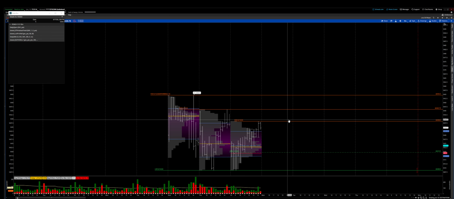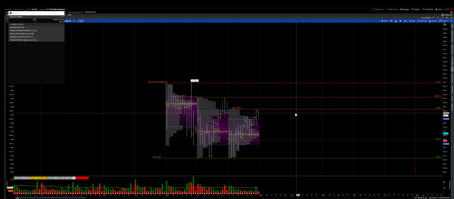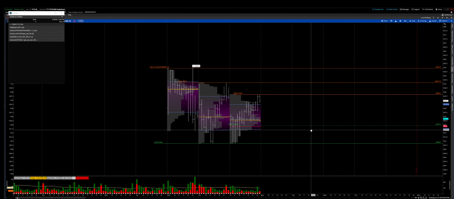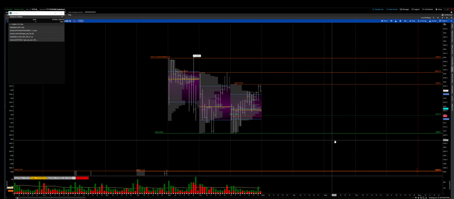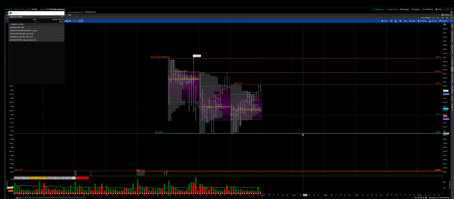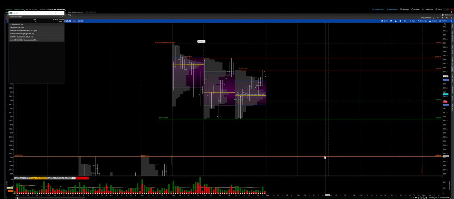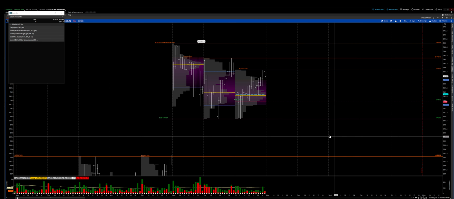However, if we cannot take out 54.3850 and get acceptance above that level, we will roll over and test 54.1950. If we get below that, 54.0850 is our balance low. You take that out, there's a gap that is a void to the downside.